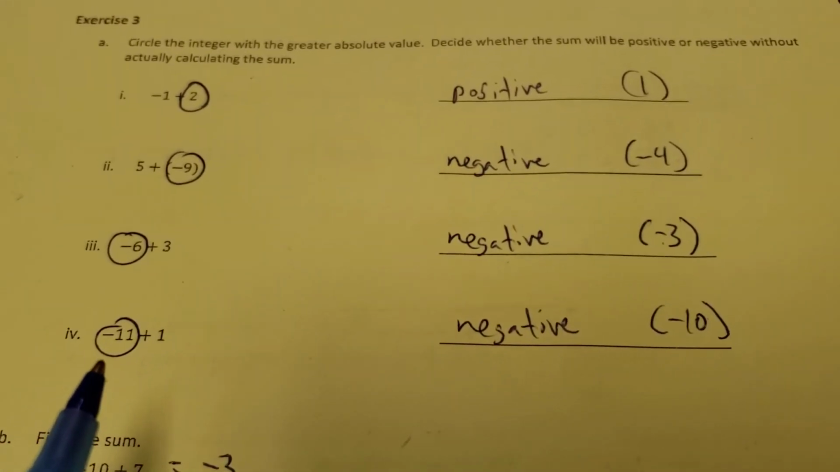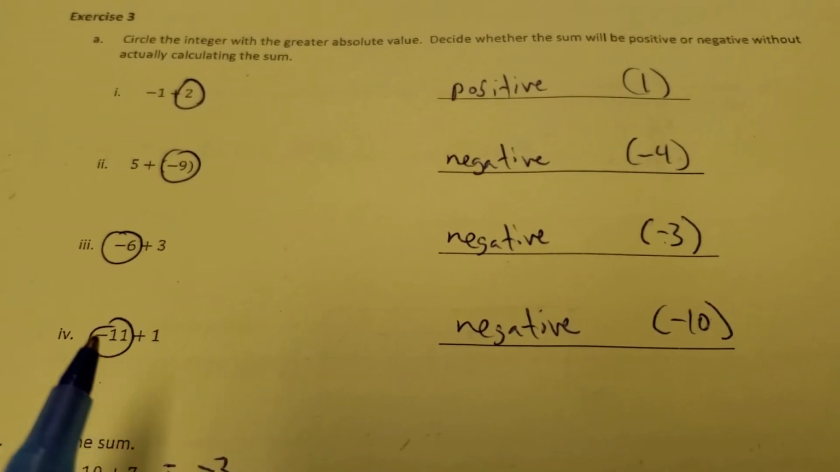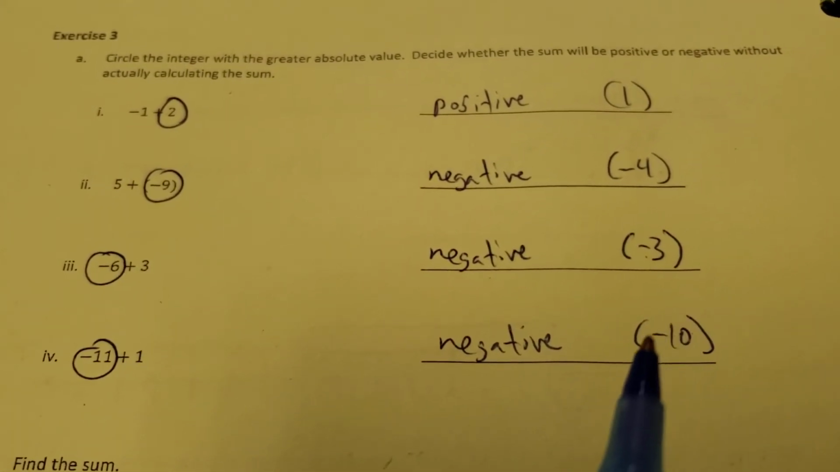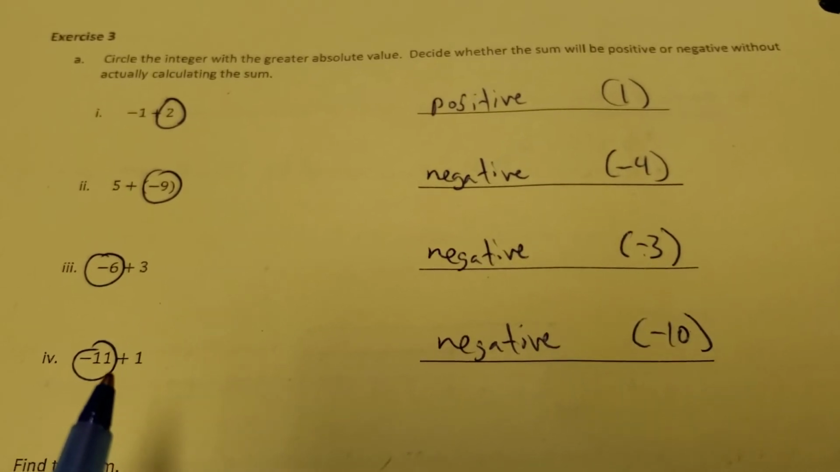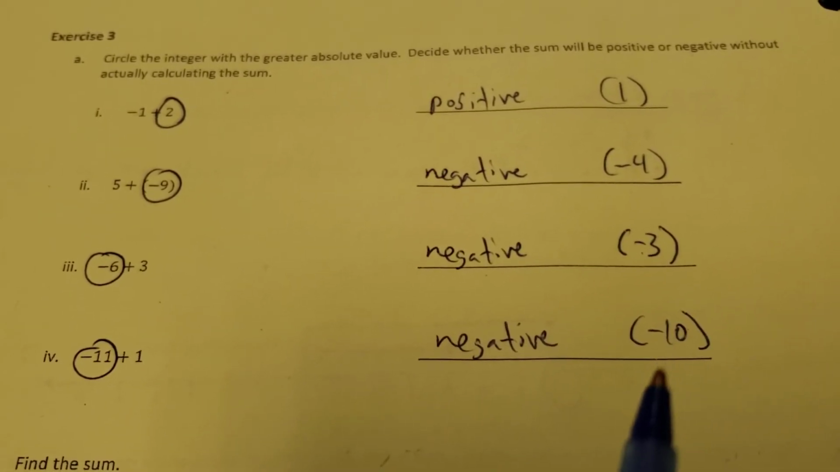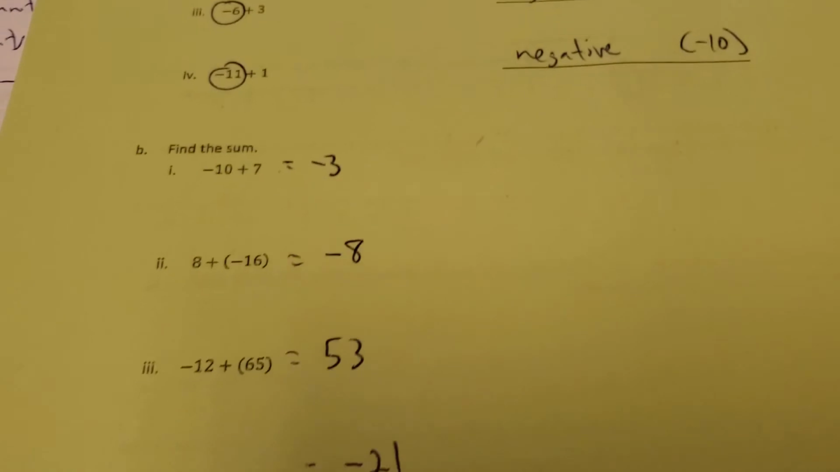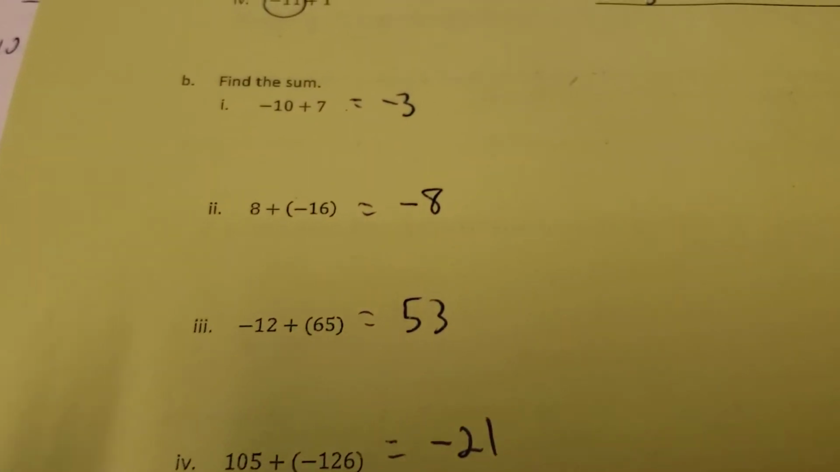Over here in part 4, there's 11 negatives, only 1 positive. There's more negatives than positives, so our answer is going to be negative. And then just take 11 minus 1, and we get 10. So negative 10. Got a couple more examples for you down here.